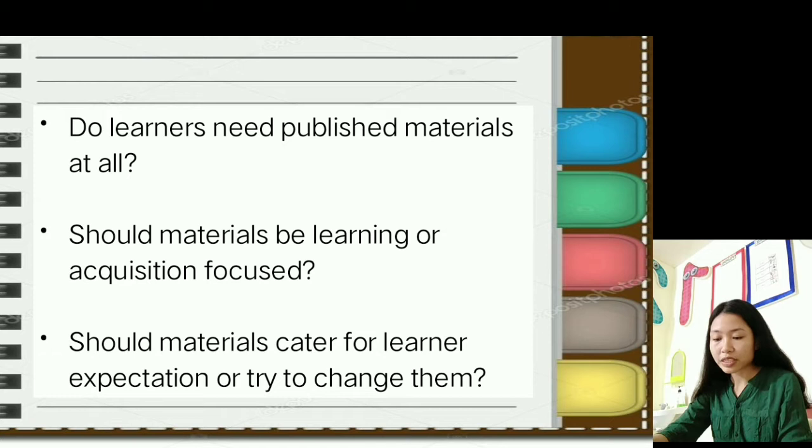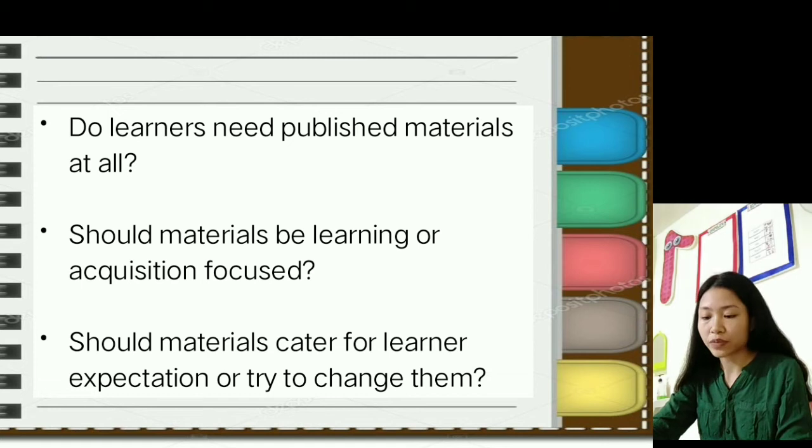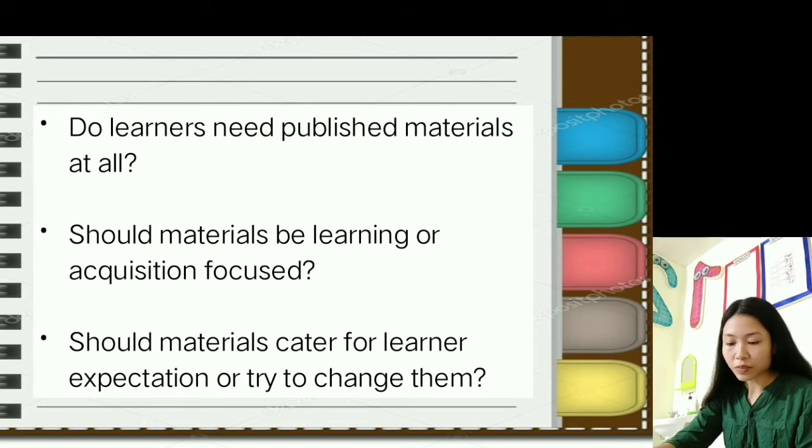Next, should materials cater for learner expectation or try to change them? Traditionally, it has been argued that it is important to provide learners with what they expect or else risk rejection of materials. Recently, researchers such as Tomlinson 2005 have pointed out that it is the teachers rather than the learners who are resistant to change, and that learners often welcome innovative approaches which have the potential to engage them.